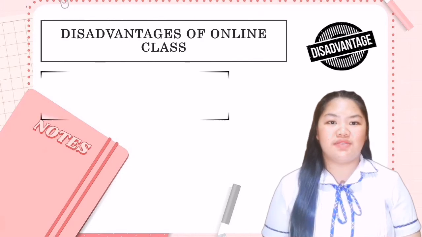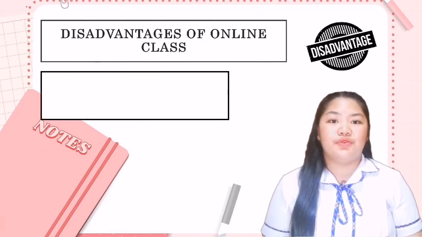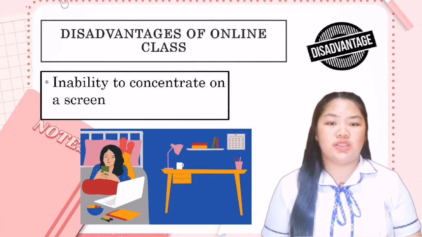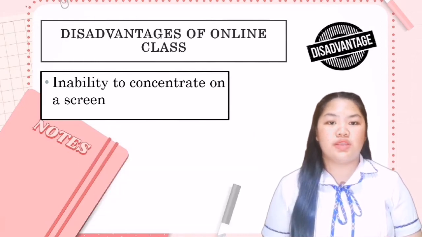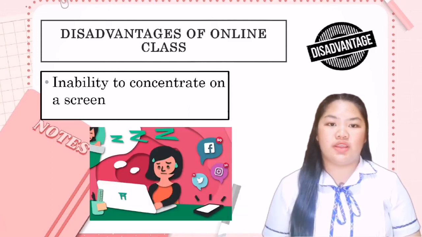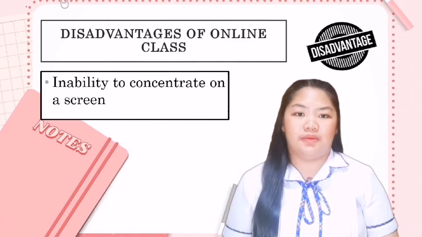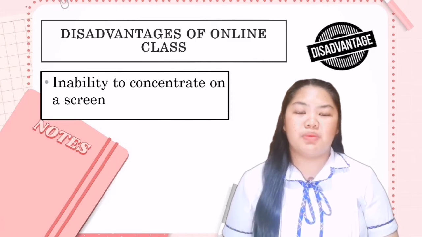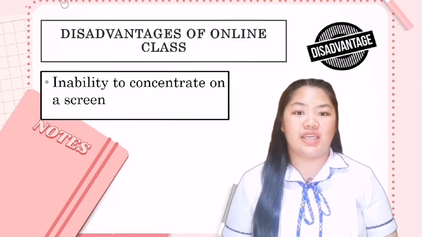Let's come now to the disadvantages of online classes. First is the inability to concentrate on a screen. One of the most difficult aspects of online learning for many students is the inability to focus on a screen for a lengthy period of time. Students are more likely to be quickly distracted by social media or other websites while they learn online. As a result, teachers must keep their online lessons concise, interesting, and interactive in order to keep students focused on the topic.